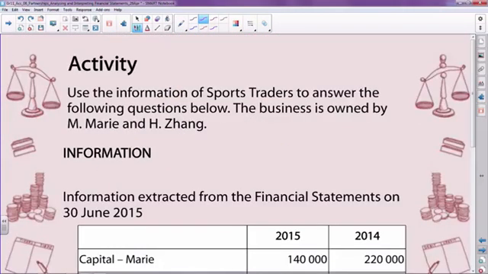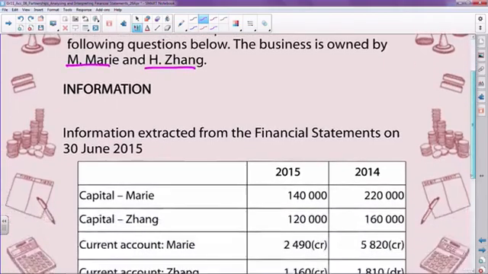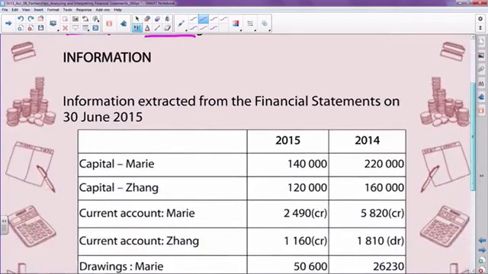Right, looking at this activity, use the information of Sports Traders to answer the following questions below. The business is owned by M. Murray and H. Zhang. Right, your information given. So you've got an extract from the financial statements on the 30th of June 2015. Now remember, guys, 30th of June 2015 will be your current year. Okay, right, we've got 2015 and 2014, 2014 being the previous financial year.